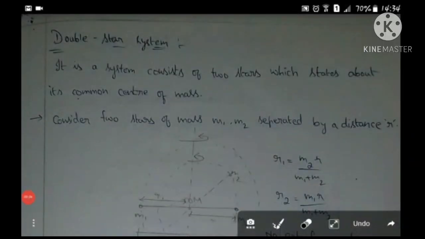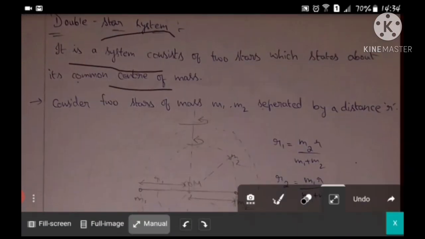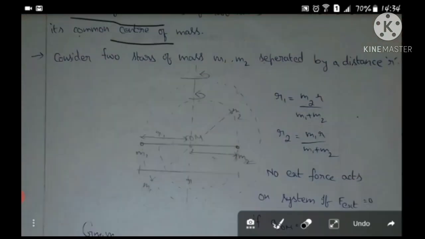In this video, I am going to teach you the continuation of the gravitation topic. The next topic is the double star system. It is a system consisting of two stars which rotate about their common center of mass. Consider two stars of masses m1 and m2 separated by a distance r.